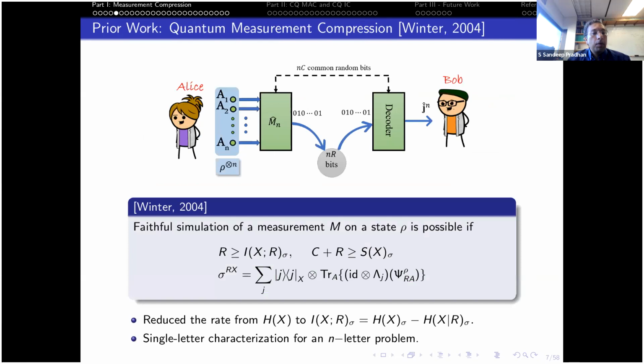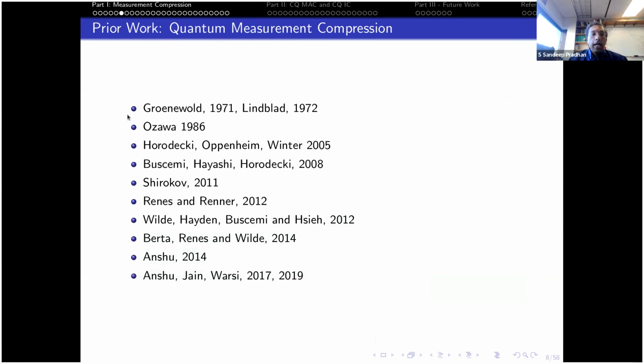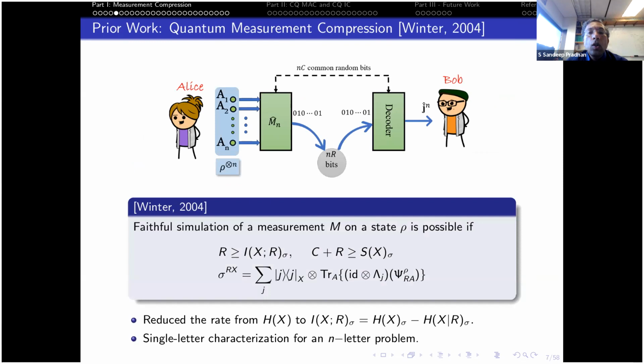So here is the problem formulation considered by Winter. There are two parties here, two agents, Alice and Bob. Alice looks at the state and does a non-product measurement, M hat n, and then she wants to store those bits in some location. Bob looks at that and reconstructs the output of the measurement. We allow for a classical randomness resource to be shared between the two parties. The common randomness is an additional resource that we are allowed to share, but it is not being transmitted. The transmission rate is R. Winter showed that if you allow for this common randomness, then you can actually reduce the rate of transmission from entropy to mutual information.